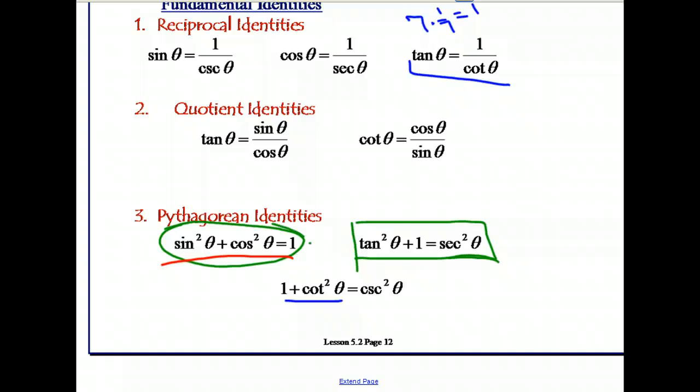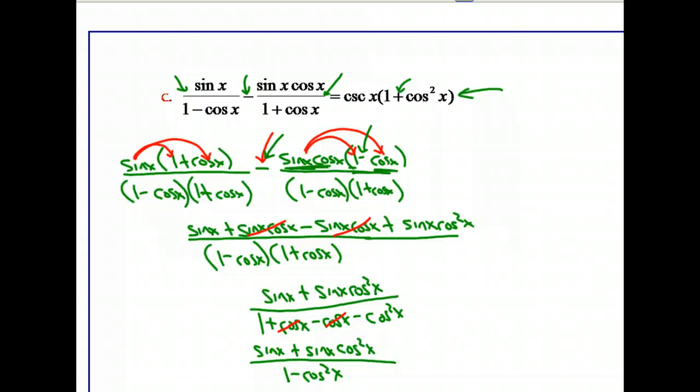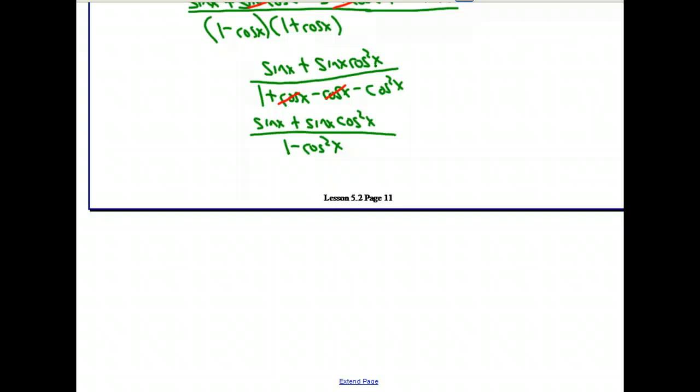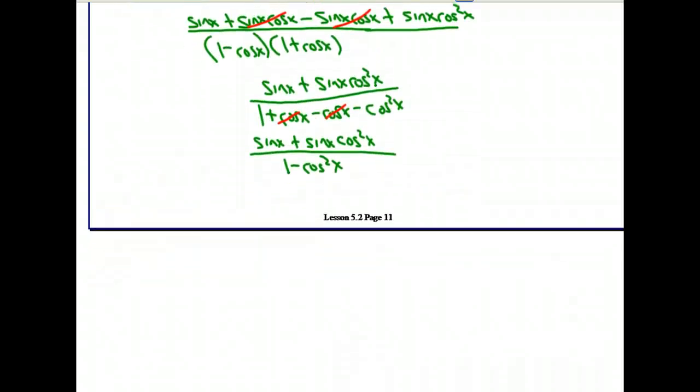Well, Pythagorean identities. What's 1 minus the cosine squared? I don't know, but right in here I think I've got something. Sine squared plus cosine squared is 1. Subtract cosine squared from both sides. Do a little bit of algebra there. And look at that, guys. 1 minus the cosine squared is the same thing as the sine squared. So that whole bottom, 1 minus the cosine squared, simplifies. It's really the same thing as sine squared.